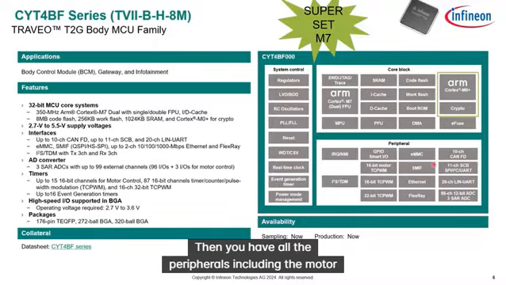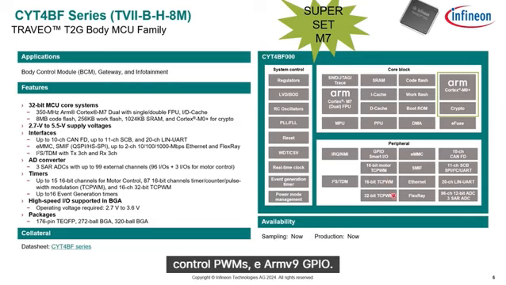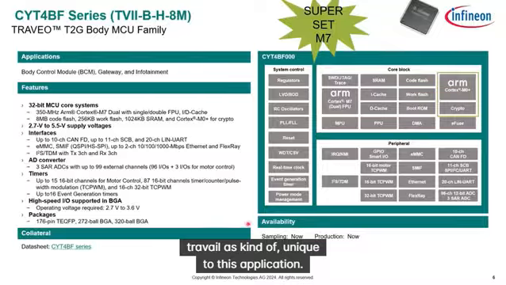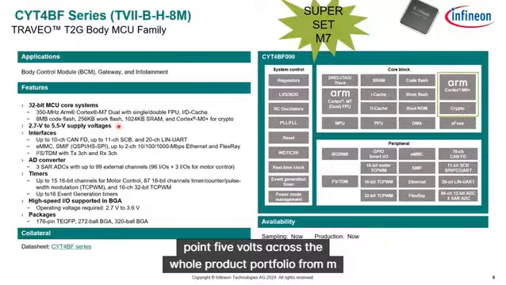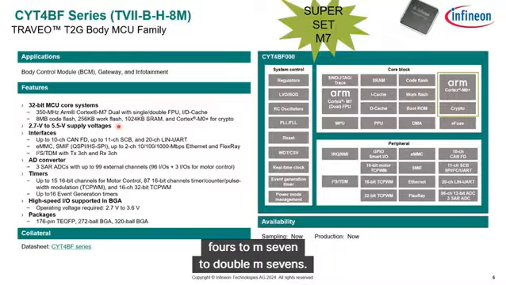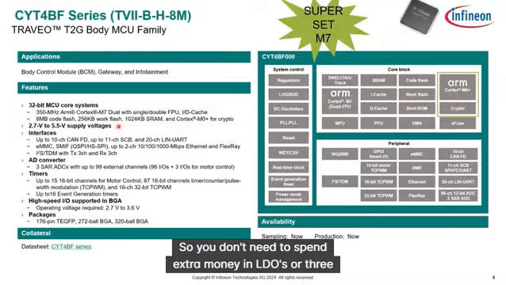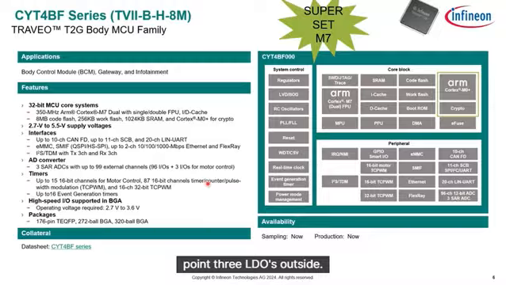Then you have all the peripherals, including the motor control PWMs and smart GPIO, all the things that make TRAVEO kind of unique for this application, plus one main feature, which is 2.7 volts to 5.5 volts across the whole product portfolio, from M4s to M7s to dual M7s, so you don't need to spend extra money on LDOs or 3.3 volt LDOs outside.